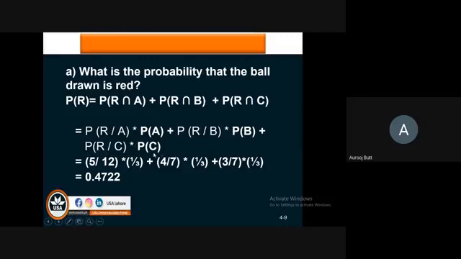Multiply by probability of C. Now what does probability of C mean? That means it was selected from box C. So total number of boxes is equal to 3 and the number of favorable outcomes in an event C is equal to 1. So 1 by 3 is the probability of an event C. So right after simplification, you'll get the answer 0.4722. So 47% chances are there that the ball drawn will be red in color.